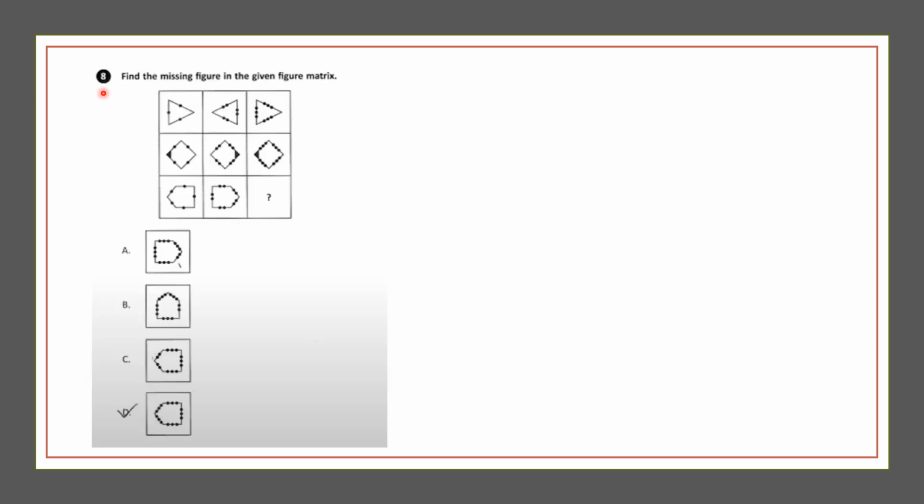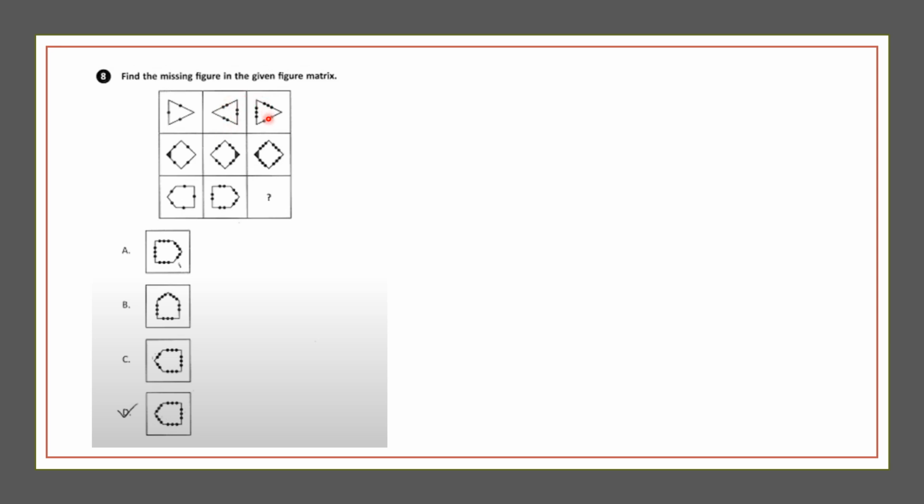Question number 8. Find the missing figure in the given figure matrix. So let's see row wise. Here we have a triangle and there are 3 dots. If you observe the second figure, the triangle is flipped along the vertical axis and 1 dot is increased.